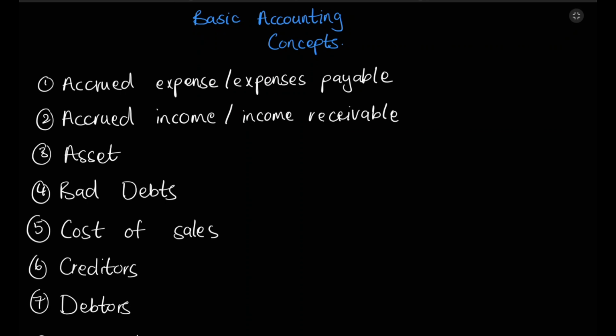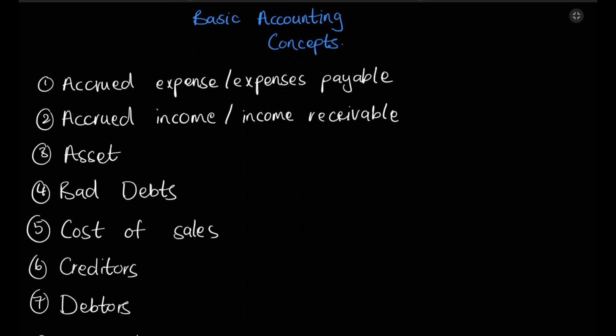Okay, let's do number 3. What is an asset? An asset is an item of value owned by a business or a person which helps make profit. In simple terms, it's something valuable that the business owns. Different examples could be a delivery van, cash, or computers.